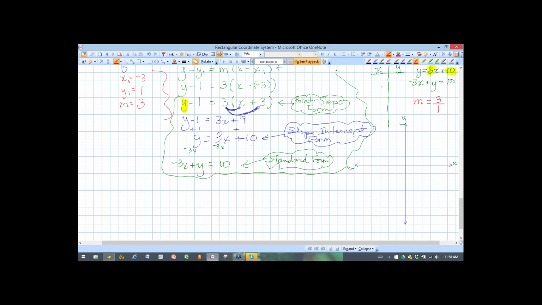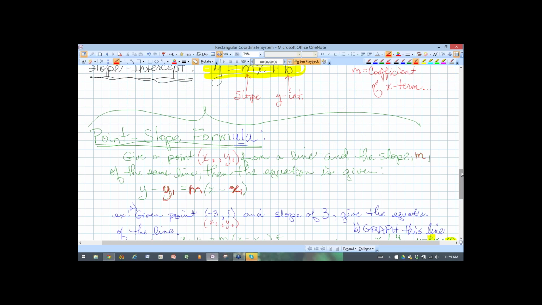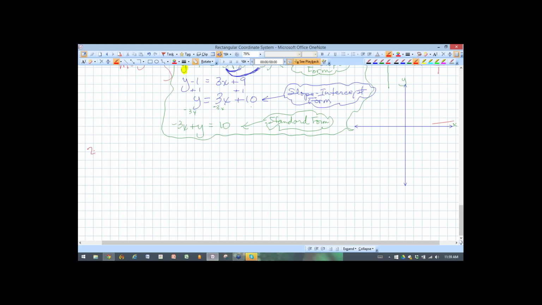I'm going to show you a couple different ways to get points. First off, let's talk about x and y intercepts. These are where the line crosses each axis. The x-intercept is where it crosses the x-axis. The y-intercept is where it crosses the y-axis. So how do we get them? The x and y intercepts.